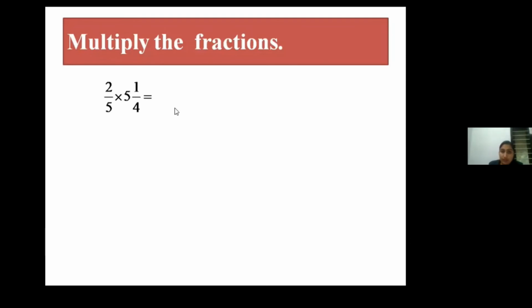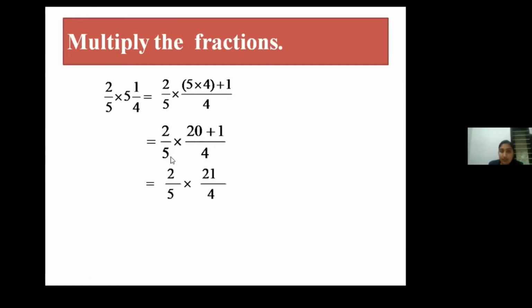That is, we can rewrite this 2 by 5. Here, whole number is 5, denominator is 4. That is 5 into 4. Whole number into denominator. That is 5 into 4 plus the product we have to add with the numerator. Here the numerator is 1, plus 1. So 5 into 4 plus 1 by denominator. Here the denominator is 4. So 5 into 4 plus 1 by 4. Then rewrite 2 by 5. 2 by 5 into 5 into 4 is 20, 20 plus 1 by 4. Then again rewrite 2 by 5. 2 by 5 into 20 plus 1 is 21. That is 21 by 4. Here multiplication of two fractions.